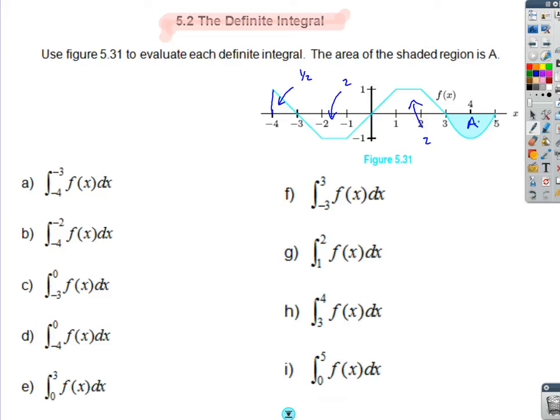So when I want to find the integral value from -4 to -3, I see that my area above the x-axis is 1/2, and that's all it's going to be. 1/2. Boom. Done. Next one says go from -4 to -2. There's that right there. When I do that, from -4 to -2, I have a 1/2 above the x-axis. I have a 1/2 below the x-axis. So I have 1/2 minus 1/2, which is going to be equal to 0.